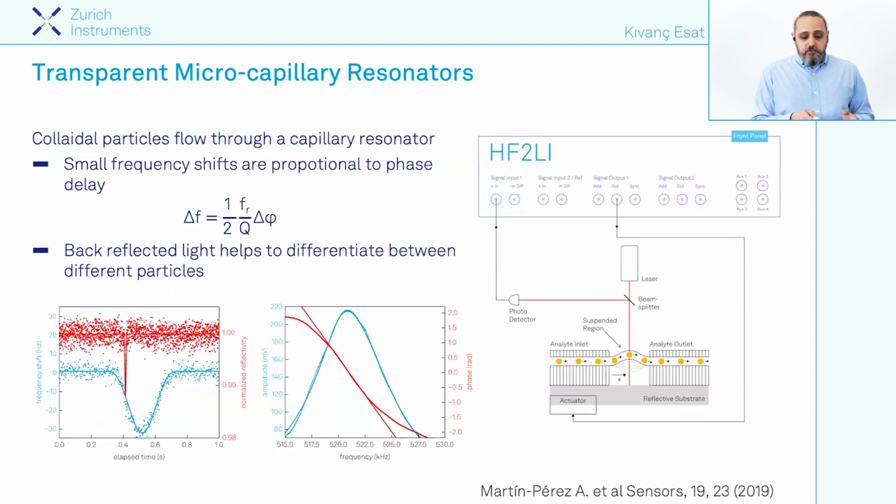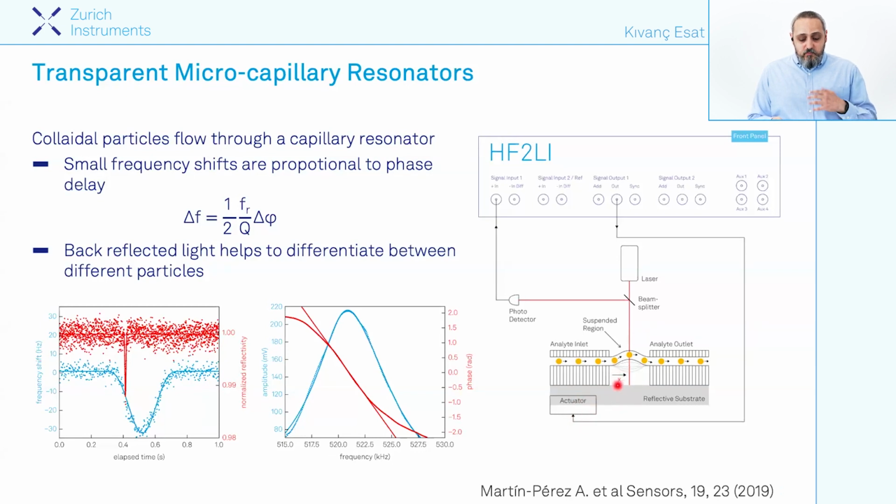In a different example, we are now looking at capillary particles, essentially particles in tiny microfluidic tubes, and we want to differentiate different particles. One step could be, of course, measuring the mass, and we do it in a similar way. We put the capillary in a suspended region here, and the suspended area is a double clamped resonator that is actuated here.